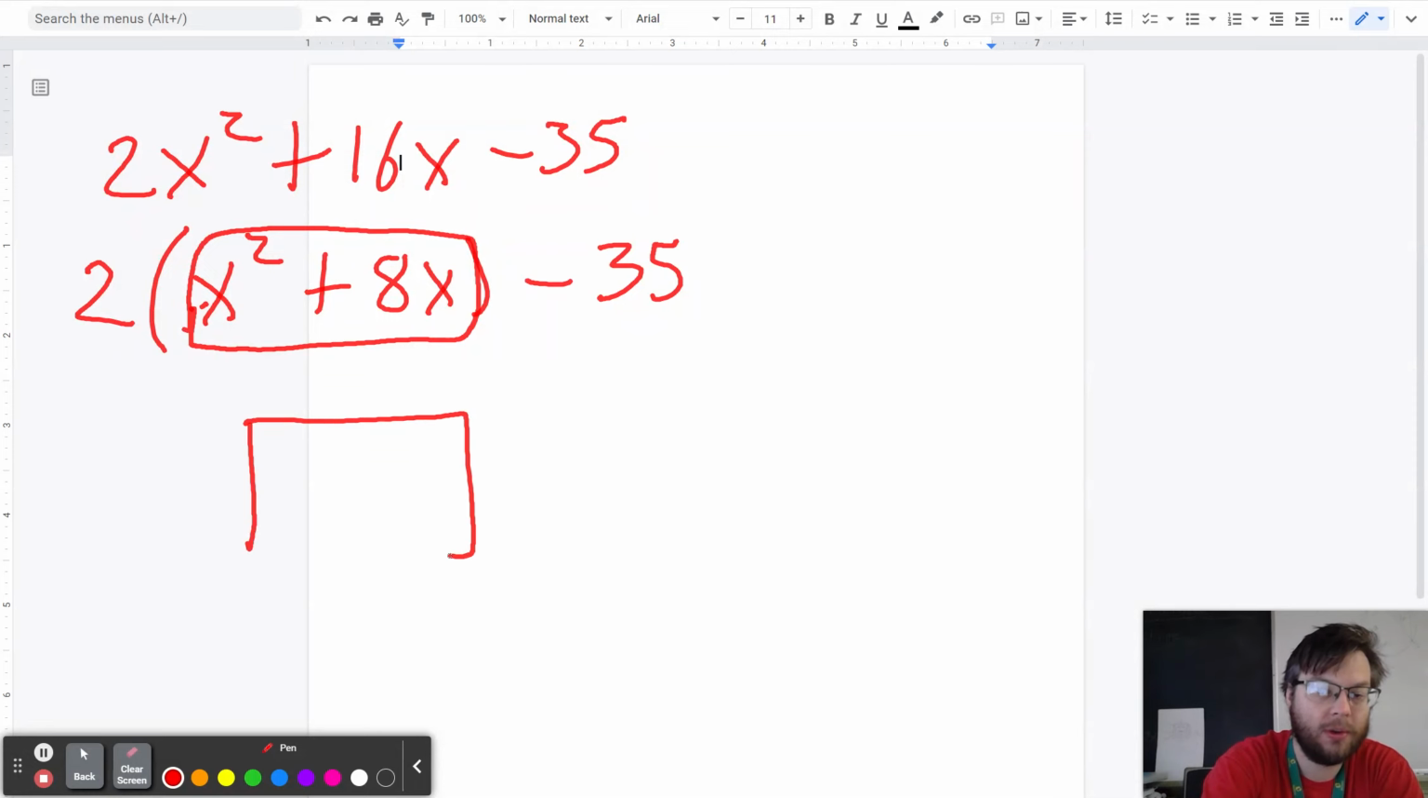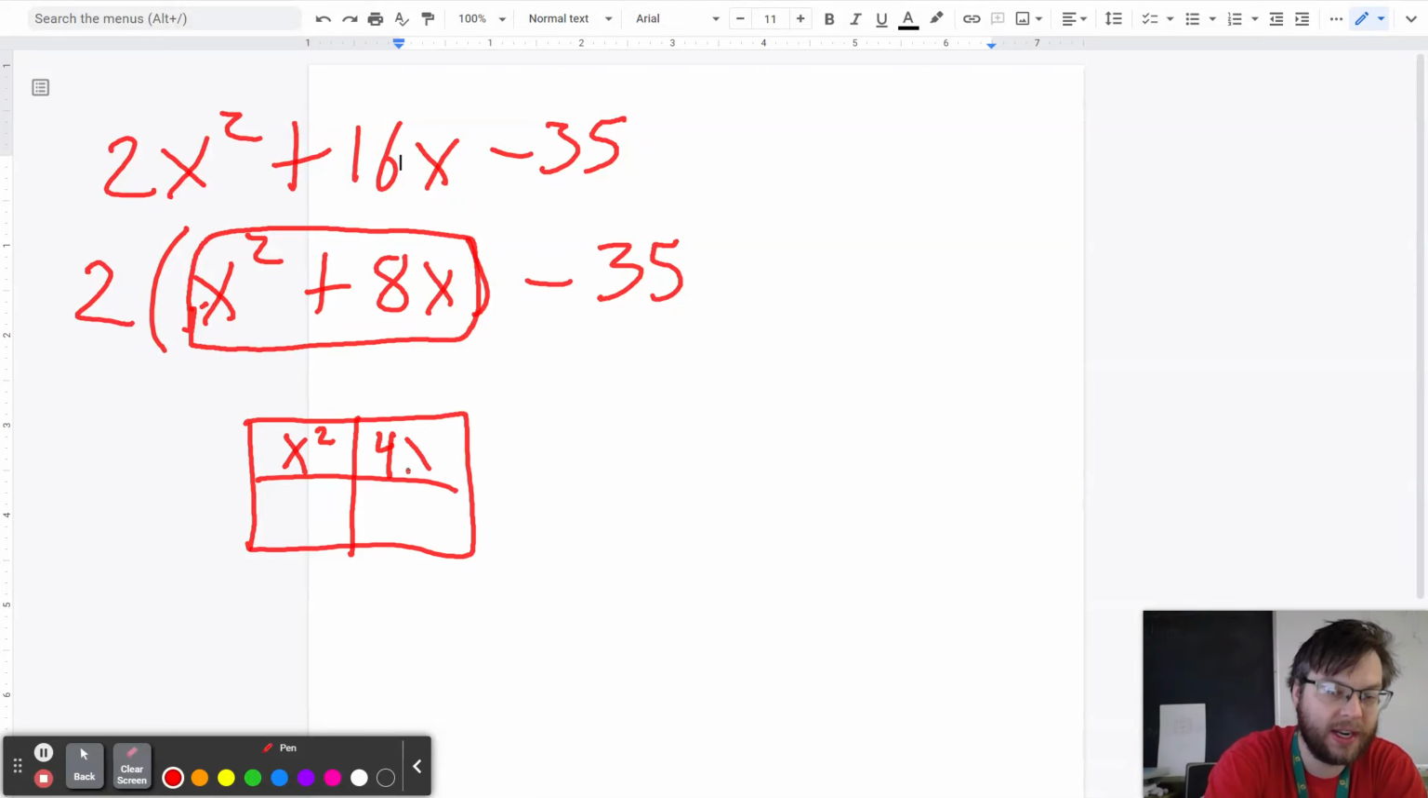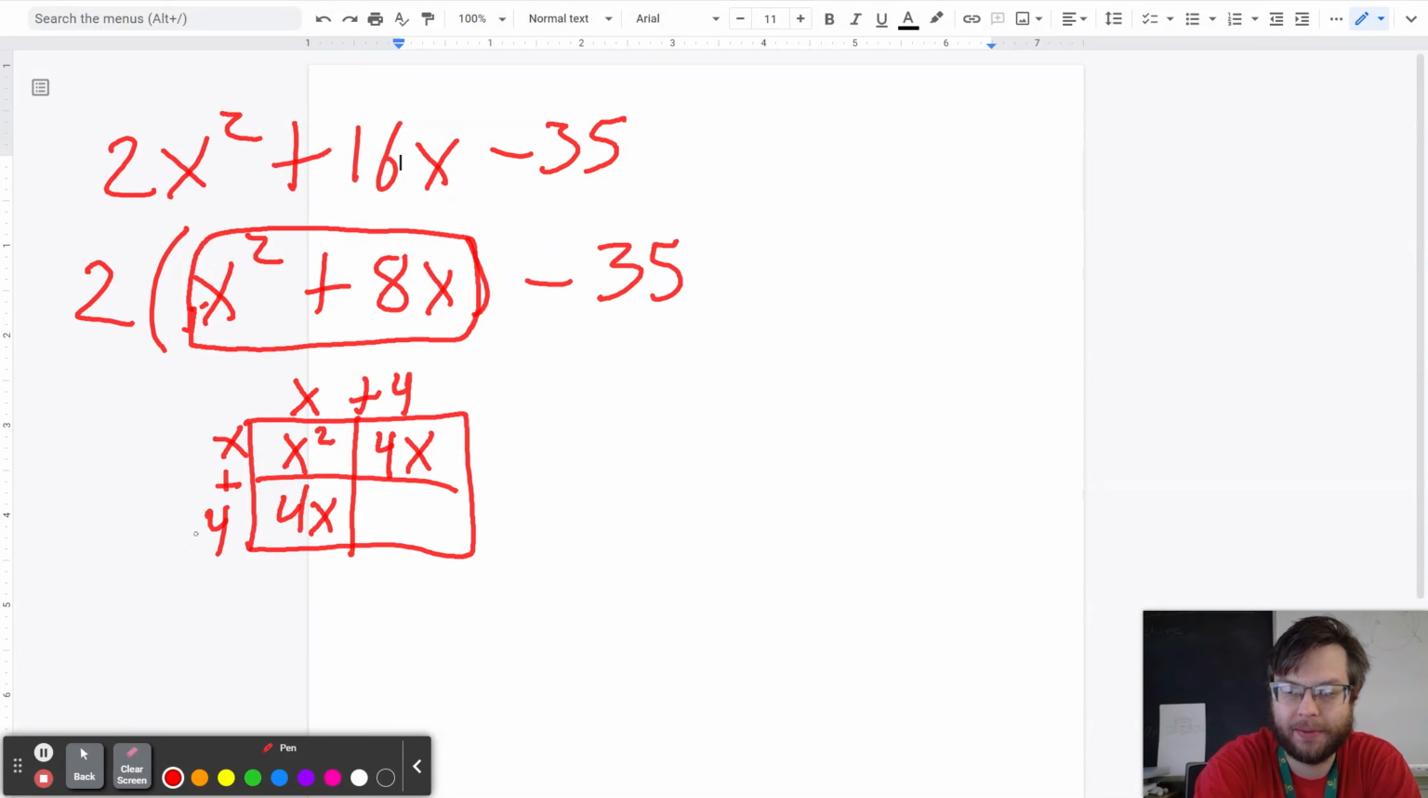So in the previous video, we talked about how to make a square, you've got to have the same amount on both sides. I've got to have 4 x's on either side. So I've got to cut the b term in half. Cutting 8 in half gives me 4. So I have x plus 4 times x plus 4. And 4 times 4 makes 16 to complete the square.